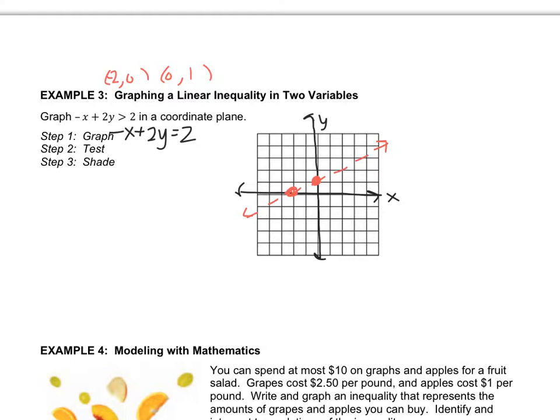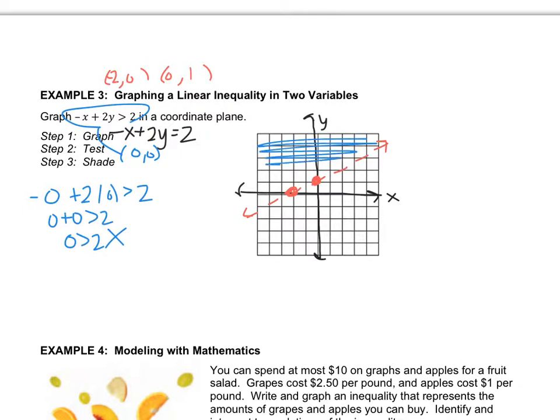Now I test a point, and I can test my favorite point, which is (0, 0), because it's not on the line. And I'm going to take (0, 0) and plug it in right here. So -0 plus 2 times 0 is greater than 2. Well, that gives me 0 plus 0, which is not true. So that means that the portion that has (0, 0) does not get shaded. So I'm going to color in the side that is not including (0, 0).